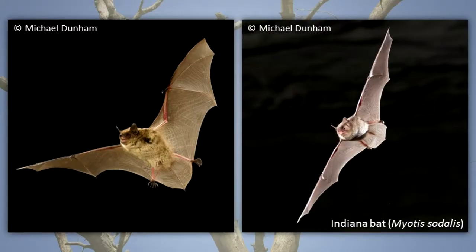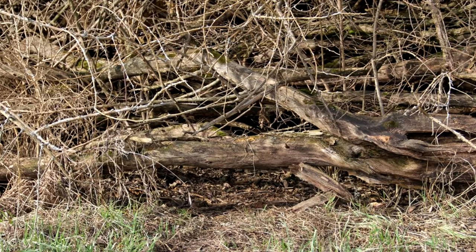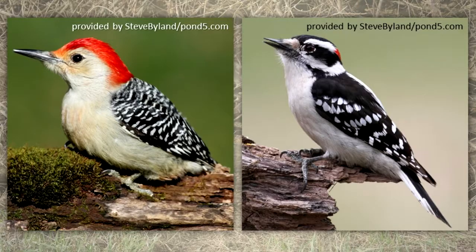Little brown bats and Indiana bats are among the bat species in Illinois that raise their young under the bark of a dead tree. Insect larvae often live in a standing dead tree, as well as after it falls to the ground. Woodpeckers feed on the insect larvae.